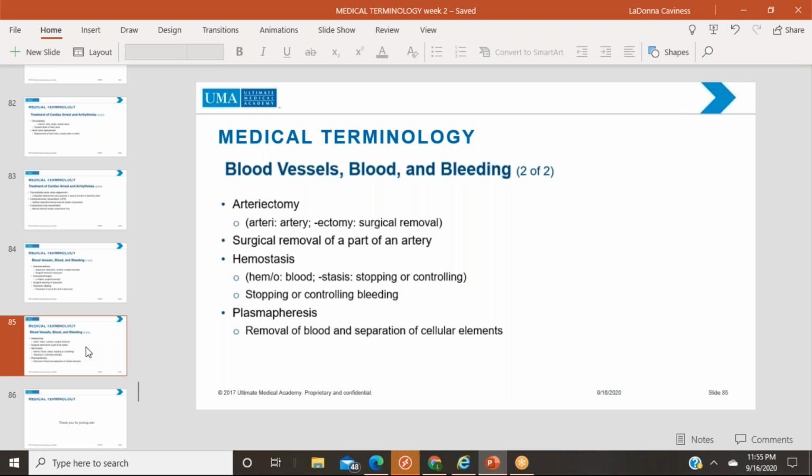Hemostasis. Hemo means blood, stasis stopping or controlling. Stopping or controlling bleeding. Plasmapheresis means removal of blood and separation of cellular elements.